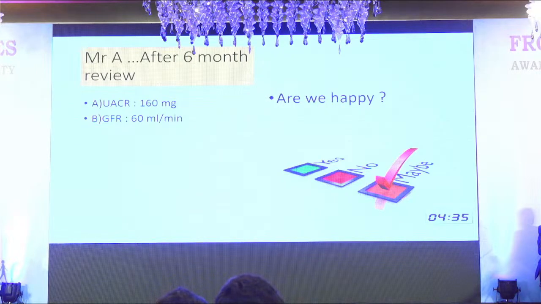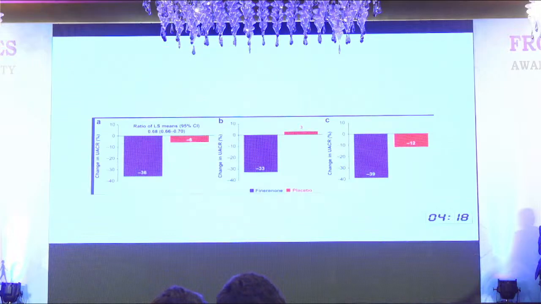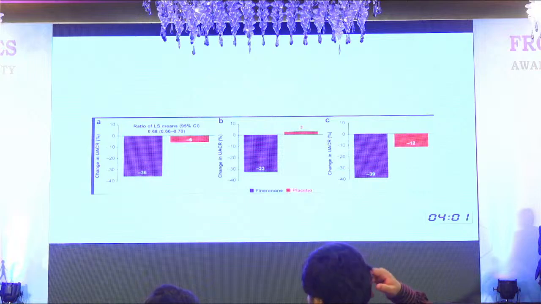So this Mr. A, whom I was speaking about, comes after a 6-month review, and his investigations are as follows. His UACR has reduced from 400 to 160 milligram. His GFR is stable at around 60 mL per minute. Are we happy? Yes, no, maybe. Probably we should say that we are happy because we have seen a reduction in albumin-creatinine ratio. There is a significant drop in albuminuria. If you look at this Fidelio analysis, it says that UACR reduces by about 39%. In this patient, it has come down by 40%. So Finerenone has reduced the albuminuria, hence it is supposed to be useful.